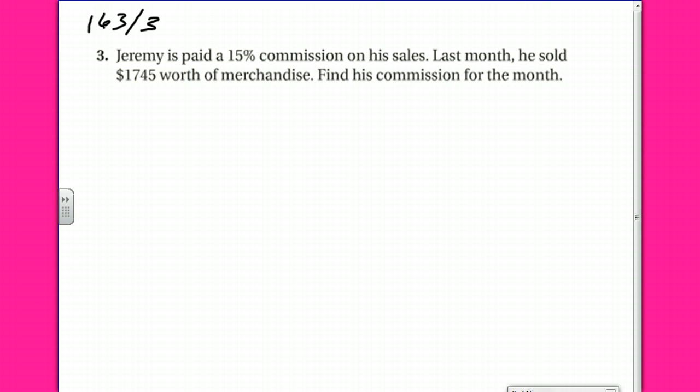So let's see if we can set this up to find the money that this person earned. Who wants to set it up for us? Spencer. Did I already call you? No? Okay. Go ahead, tell me. 15% as a working number is what? 0.15 times.